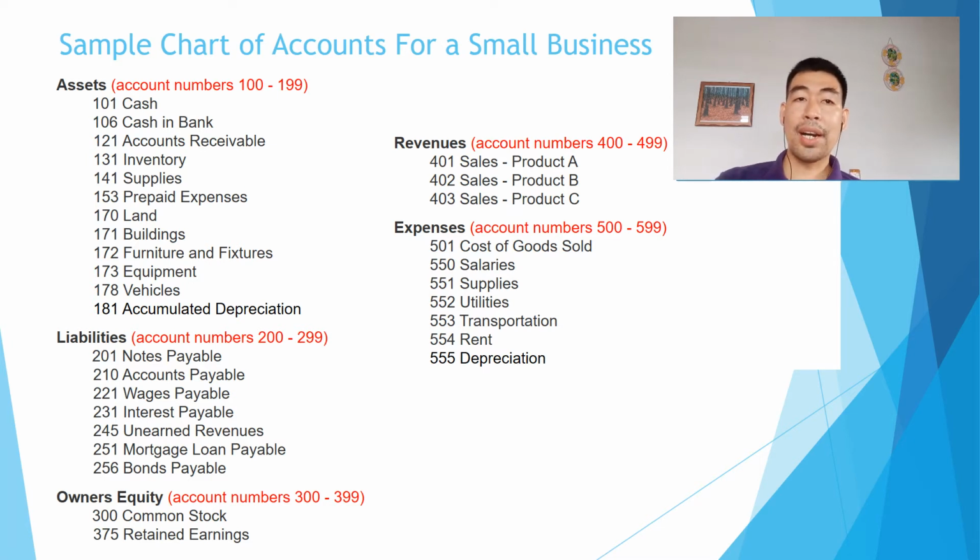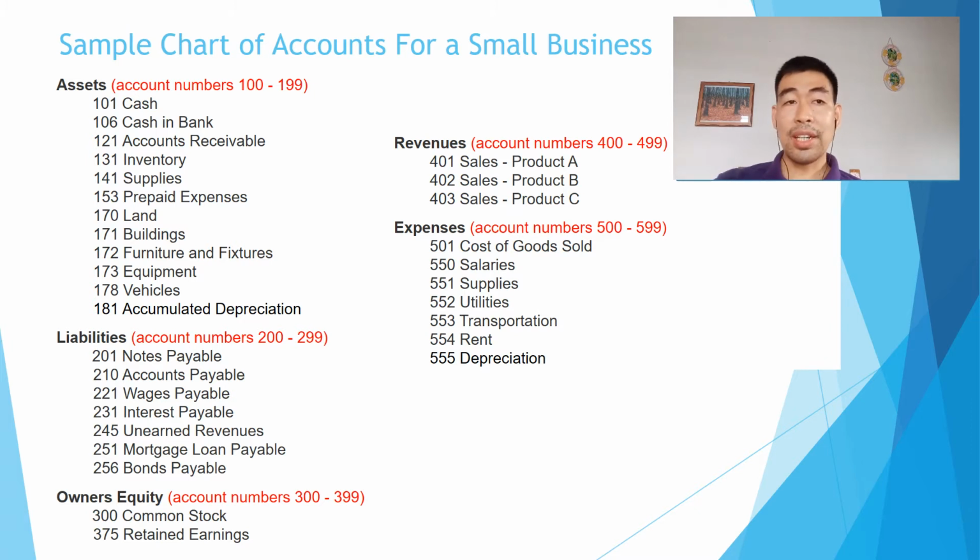The last group are the expenses. First is the cost of goods sold, or those items which can be found directly in your items intended for sale. Others are salaries, supplies, utility, transportation, rent, and depreciation.